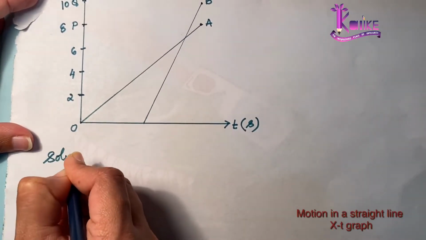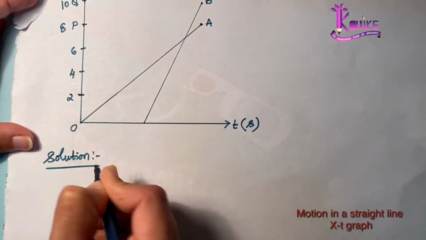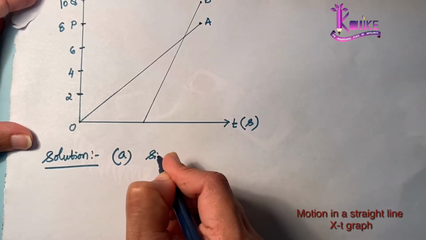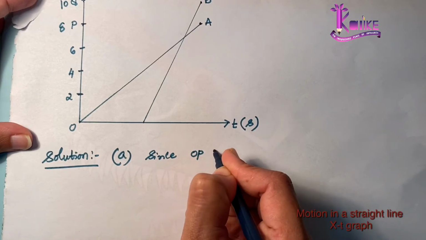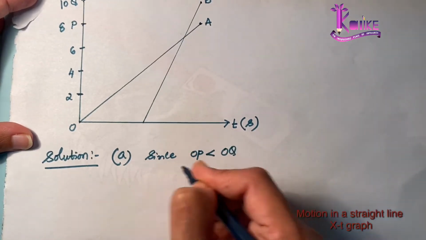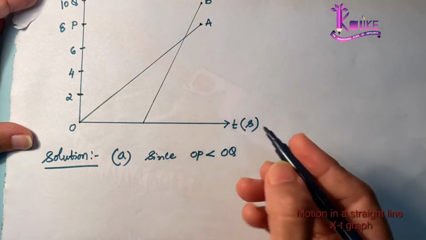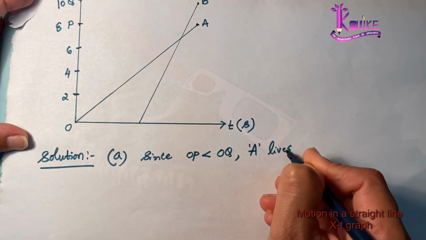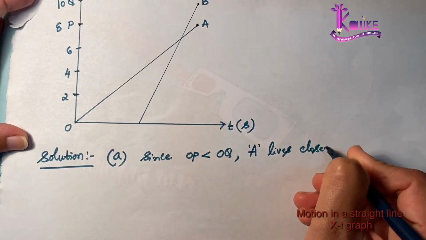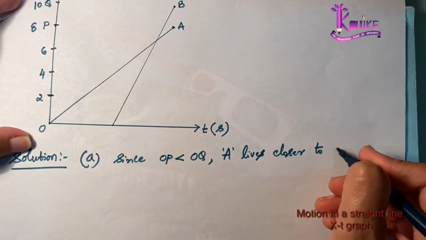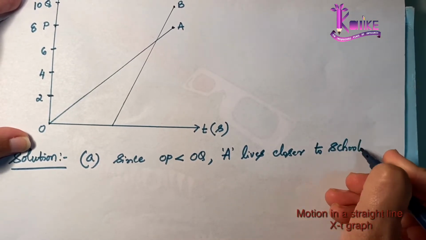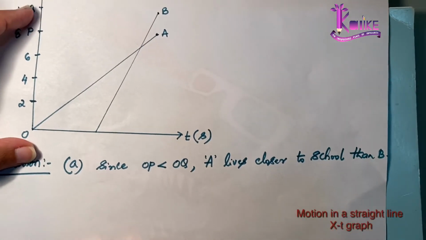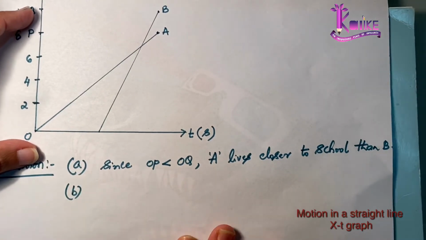So, what is this solution? For the entry A, since OP is less than OQ, that is the distance, 8 meters is less than 10 meters, we can say A lives closer to school than B, right?